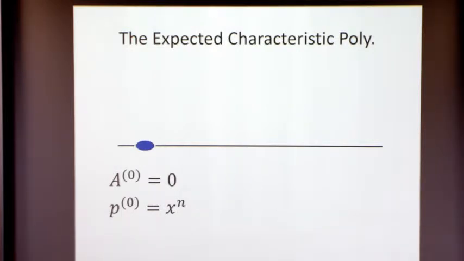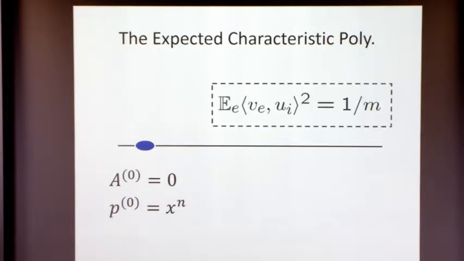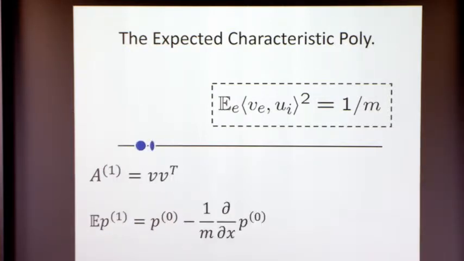So I'm going to start off with the 0 matrix, which I'm calling A sub 0. And the initial polynomial is just x to the n, so all the roots are 0. So now I know that for my vectors chosen from my collection, the expected inner product squared with any of the eigenvectors of this matrix, which, it doesn't matter, it's a 0 matrix, is 1 over m. So what that means is that after one step, the expected characteristic polynomial that I see is the original characteristic polynomial minus 1 over m times its derivative. Alright.